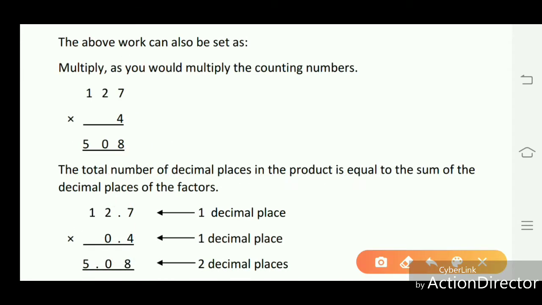The above work can also be set as: multiply as you would multiply the counting numbers. 127 multiplied by 4, then we get 508. The total number of decimal places in the product is equal to the sum of the decimal places of the factors.